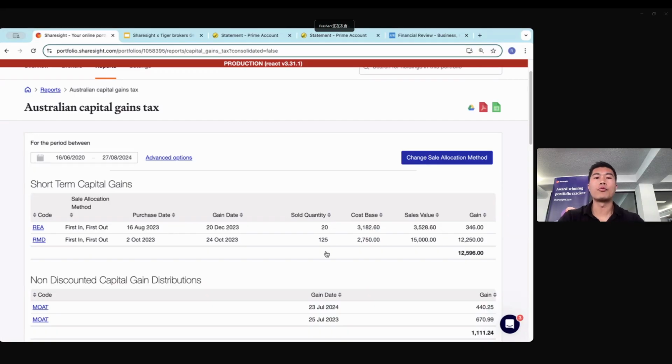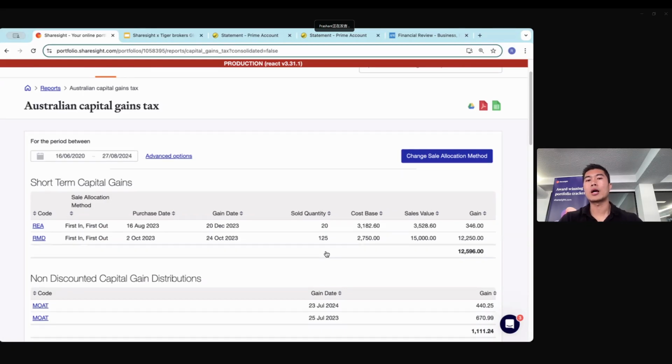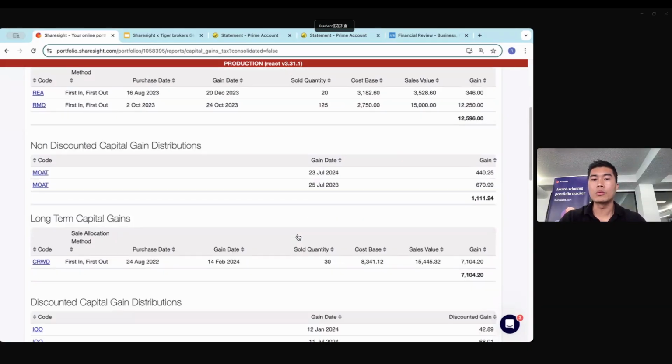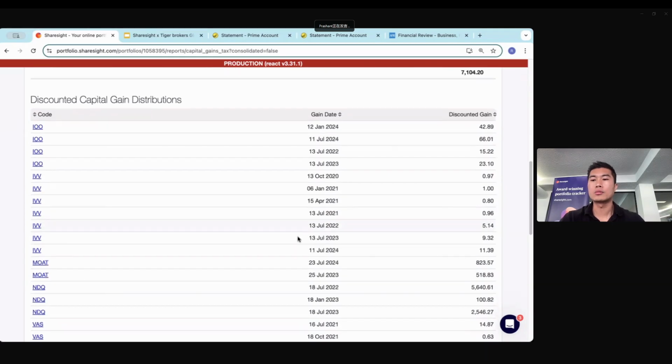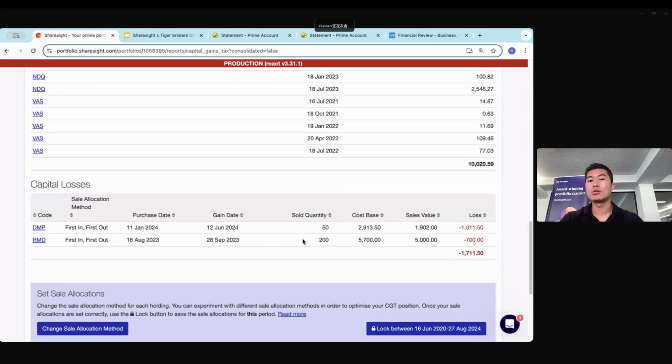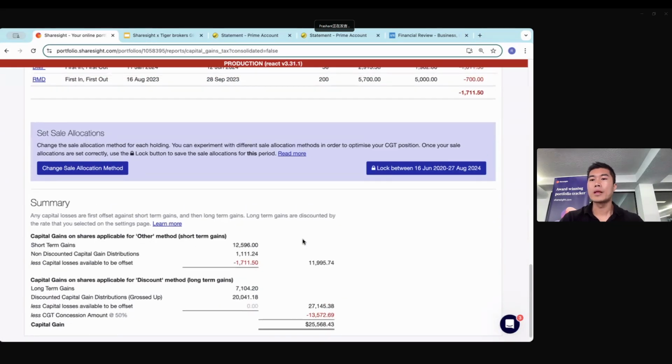So the good thing with this CGT report is you can have all your multiple brokers feeding into one portfolio. All the buys and sales come into one report, and Sharesight does the work for you, calculates everything, and gives you that one final number that you need to provide to the ATO, right? So that's one.